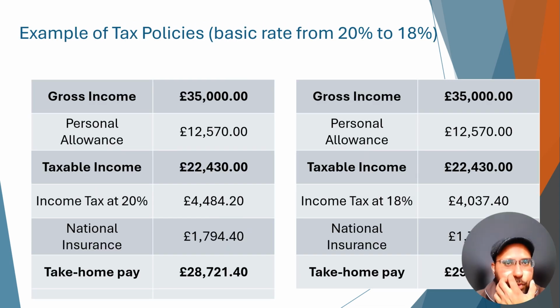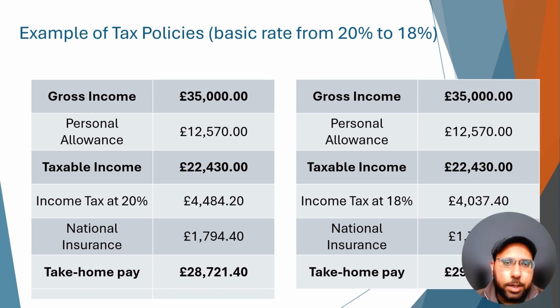Now, what I've got here is a breakdown of a basic rate taxpayer who earns £35,000 a year. What I wanted to show you was the difference in changing the tax policy from 20% to 18% and what sort of difference that could possibly have. So let's run through the example we've got here at the moment.